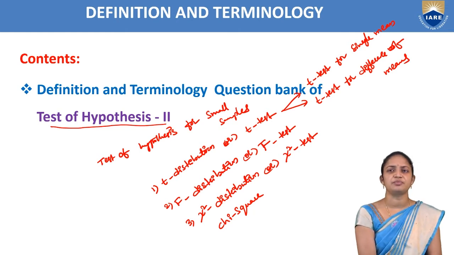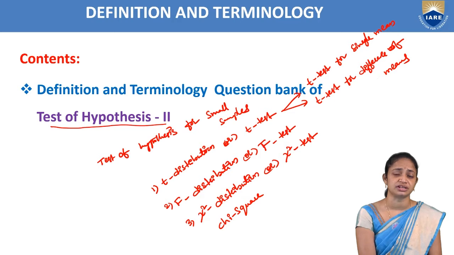So in test of hypothesis 2, we have test of hypothesis for small samples. In this, we have 3 topics. First one is T distribution, second one is F distribution, and third one is chi-square distribution. In T distribution, we have 2 methods. First one is T distribution for single mean, and second one is T distribution for difference of means.